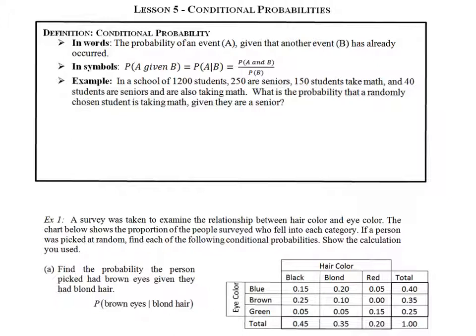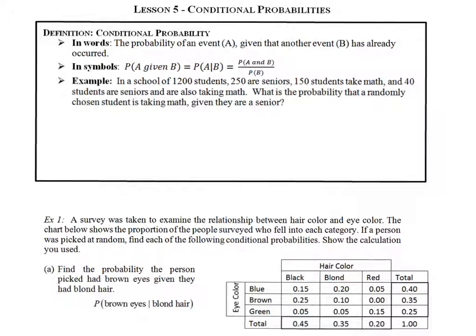So let's start with the definition of a conditional probability stated in the box in your notes. In words, this means the probability of an event A occurring given that another event B has already occurred. In symbols, we're going to write it as P, probability, of A given B. You'll notice that A given B is going to be written with an A, then a vertical line, and B, and we would read that as the probability of A given B.